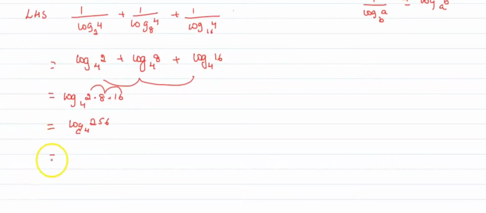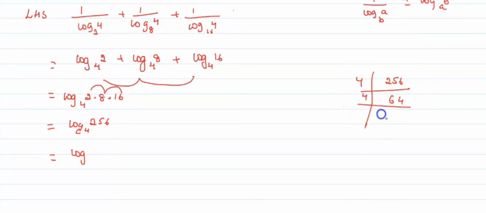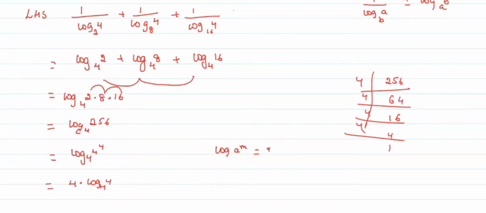Now this 256, I will write it by splitting. 4 sixes are 24, 4 fours are 16, 4 ones are 4. So this one I can write as 4 to the power of 4 to the base 4. So I can write this as 4 into log 4 to the base 4, because log of a to the power of m can be written as m into log a. So log a to the base a is always 1.